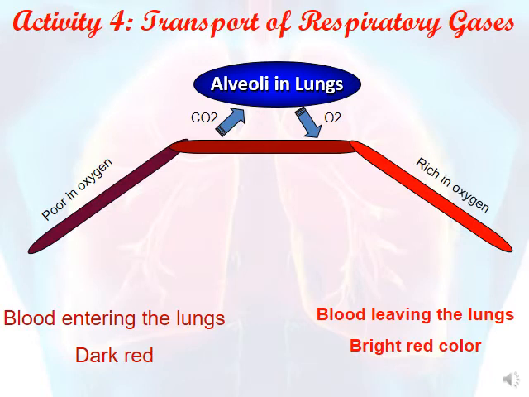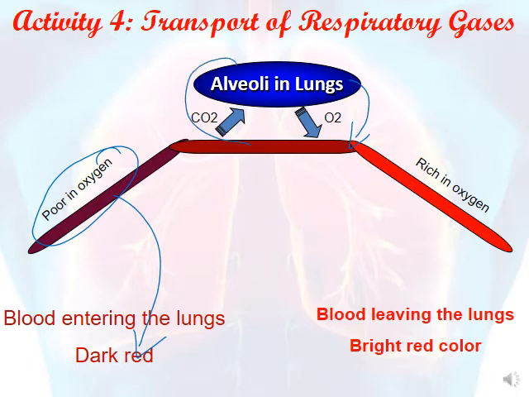So as you see here, we have the property here. We have blood poor in oxygen. That's why it's dark red in color. At the level of the alveoli, we have diffusion. So oxygen gas diffuses from the lungs toward the blood, and carbon dioxide diffuses from the blood toward the lungs.